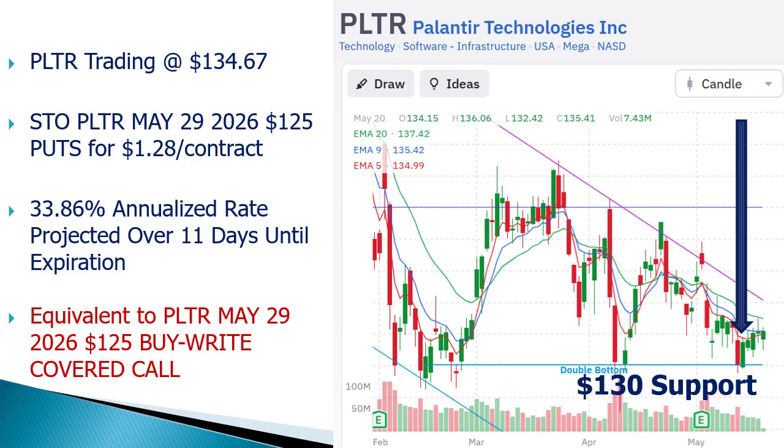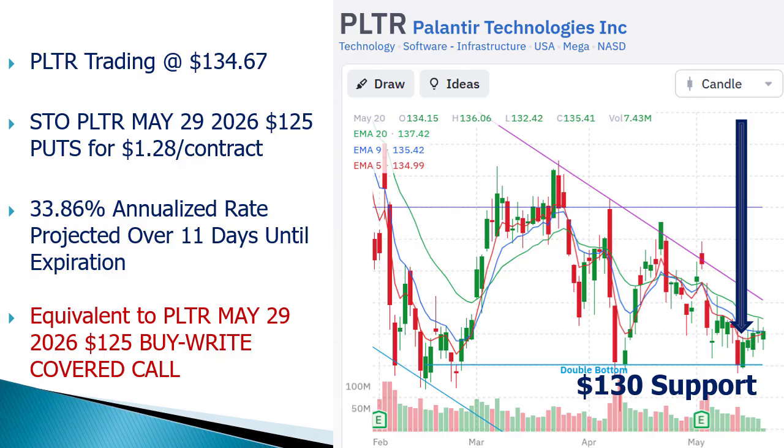Now after commissions and fees, that worked out to be a pretty terrific 33.86% annualized rate projected over the following 11 days until expiration, and that's on real cash secured capital. In general, we target 15 to 25% annualized on new trades, so I consider these terms to be fantastic, especially at that lower strike price.